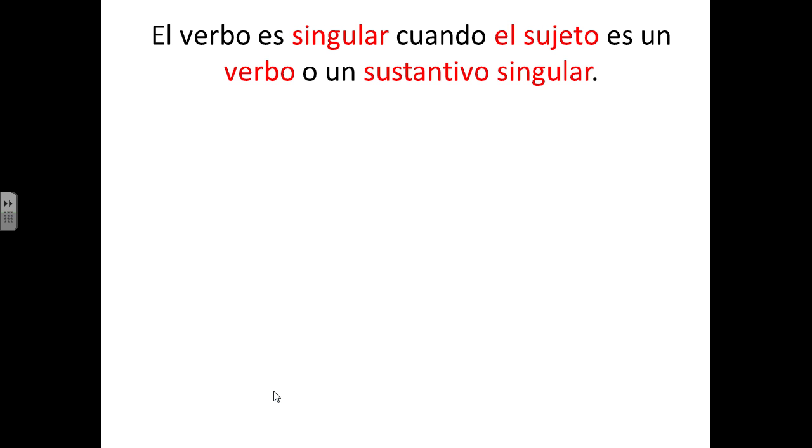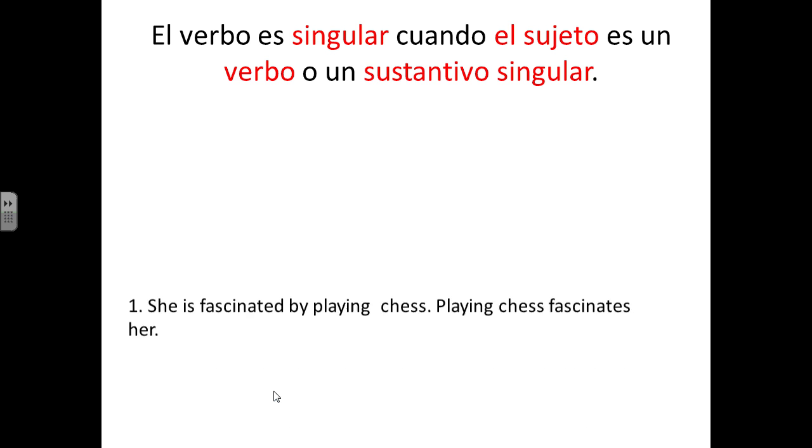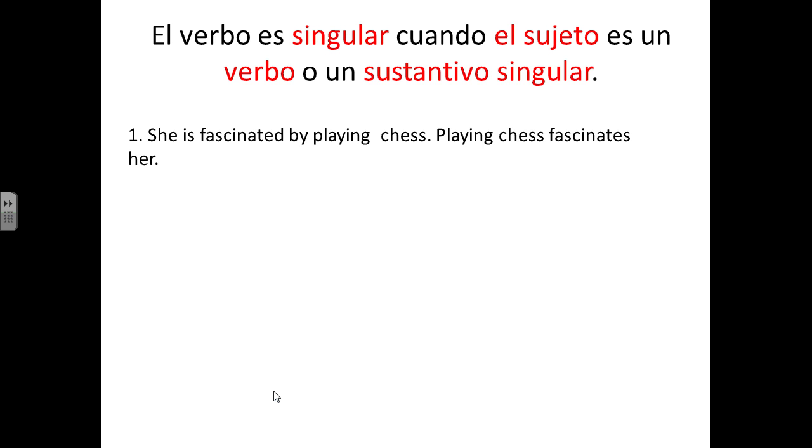El verbo es singular cuando el sujeto es un verbo o un sustantivo singular. Por ejemplo, she is fascinated by playing chess. Playing chess fascinates her. Vamos a usar el vocabulario de lección 2. Entonces, si tienen la lista, deben sacarla también. A ella le fascina jugar al ajedrez. A ella va con le, fascina va con jugar al ajedrez.